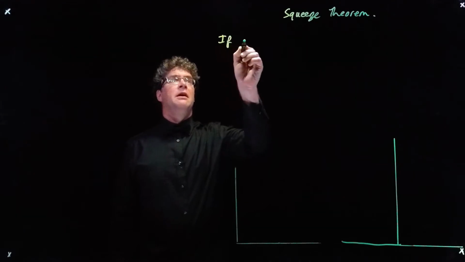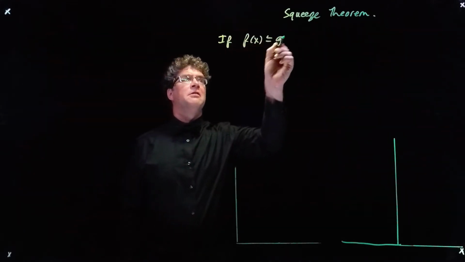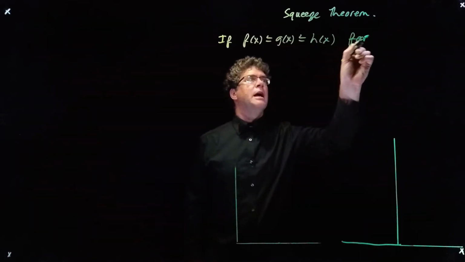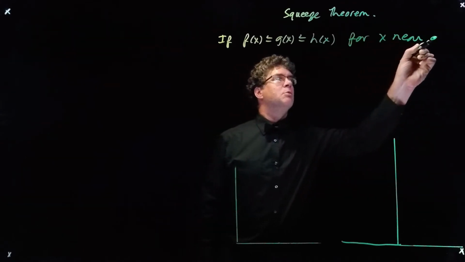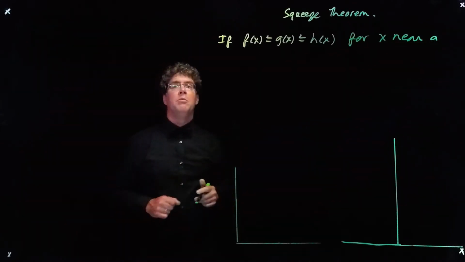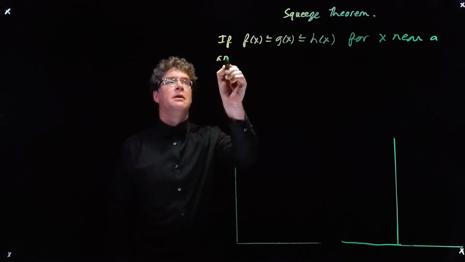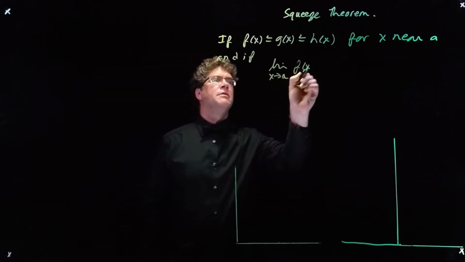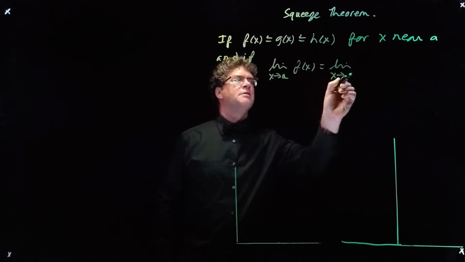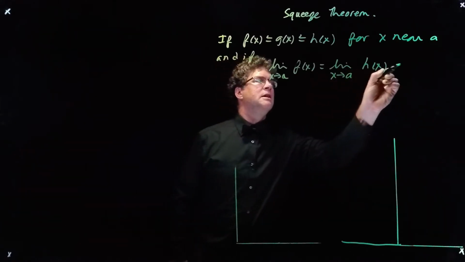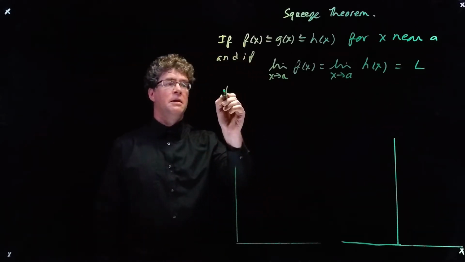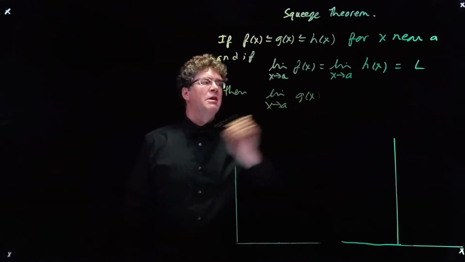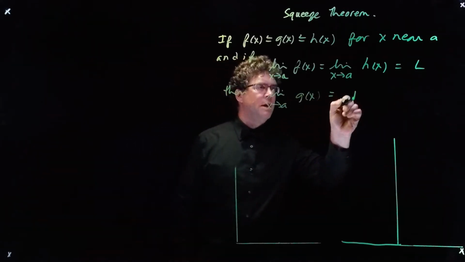So we say if f of x is less than or equal to g of x is less than or equal to h of x for x near a. This is where we're going to be interested in the limiting point. And if the limit as x approaches a of f of x is equal to the limit as x approaches a of h of x is equal to some number L, then the limit as x approaches a of the piece in the middle is also equal to L.